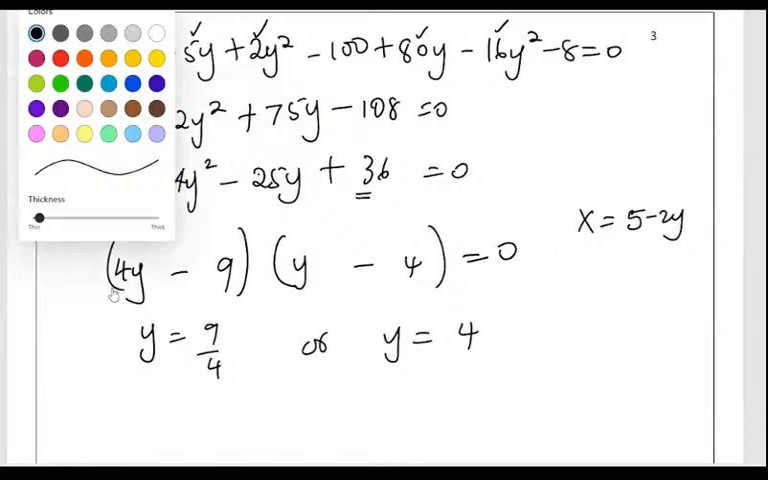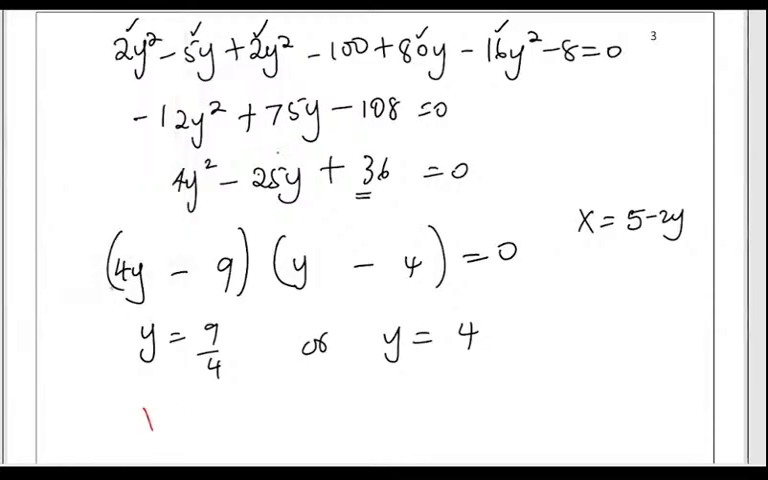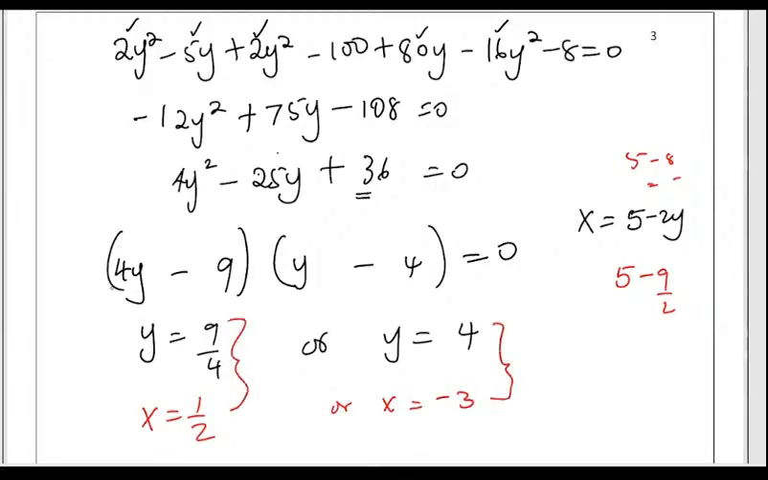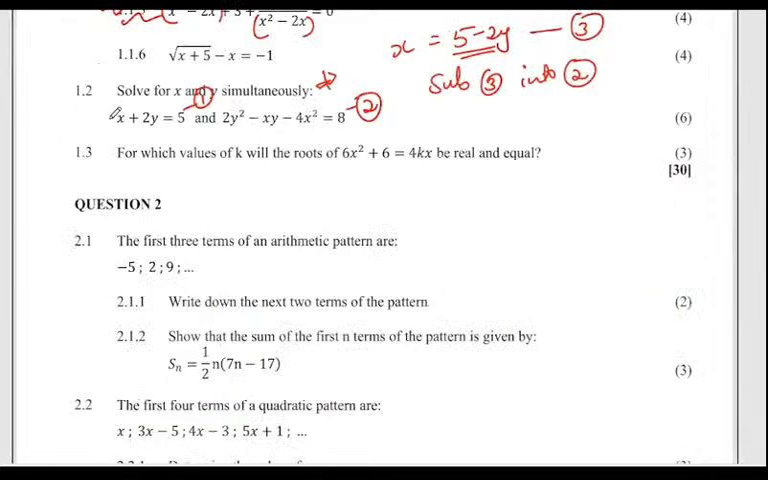So let's substitute that and see what our x values would be. So if we are dealing with 9 over 4, it's going to be 5 minus 9 over 2, which means we're dealing with a half. So x is a half there. And then if we are dealing with 4, what is 5 minus 8, which is a negative 3. So x will be a negative 3. So negative 3 and 4, a half and 9 over 4. So that is how I would have obtained those 6 marks.